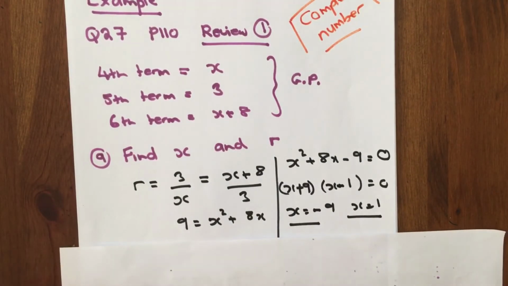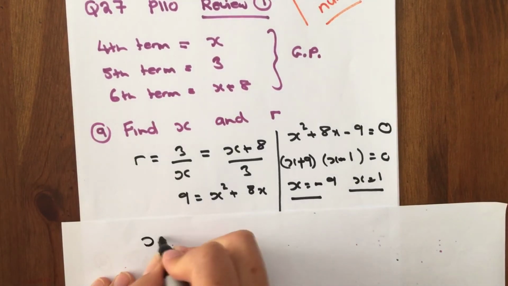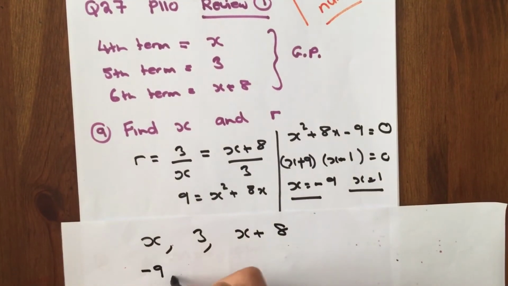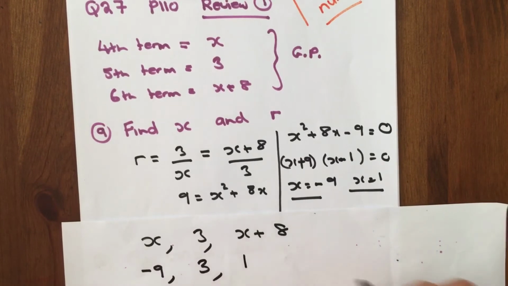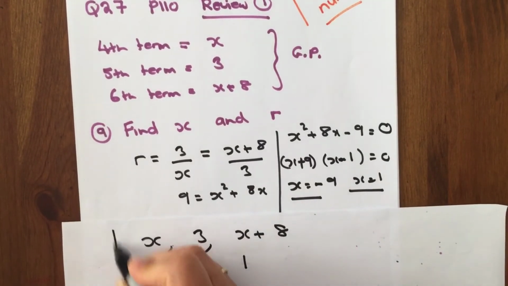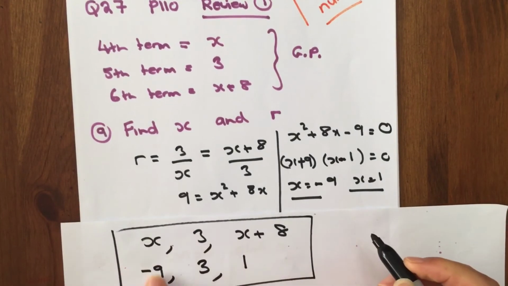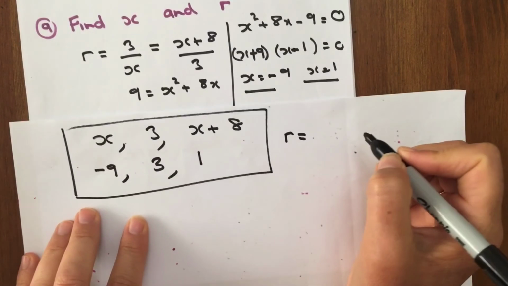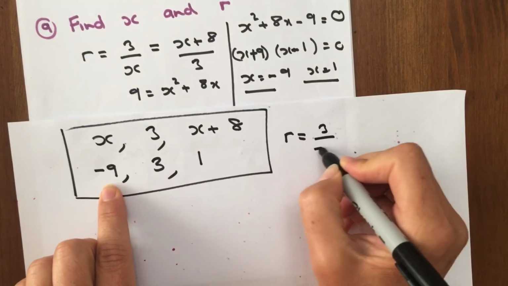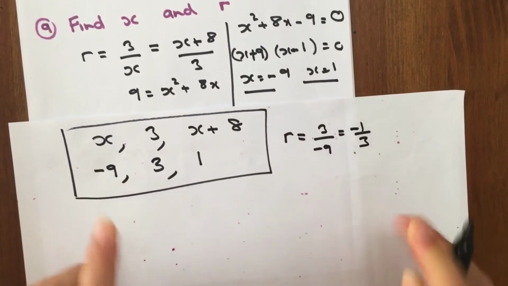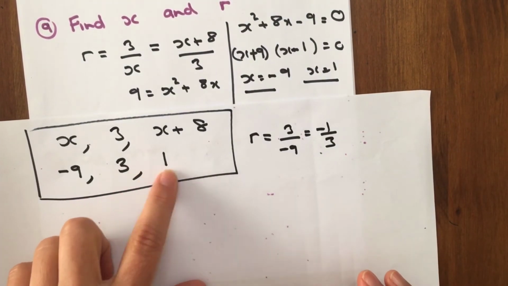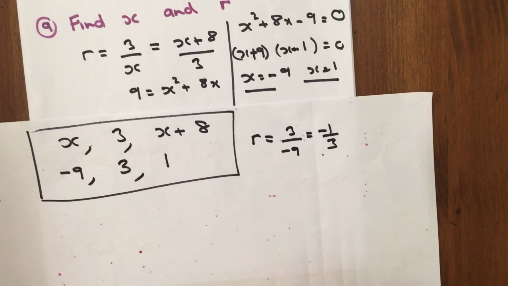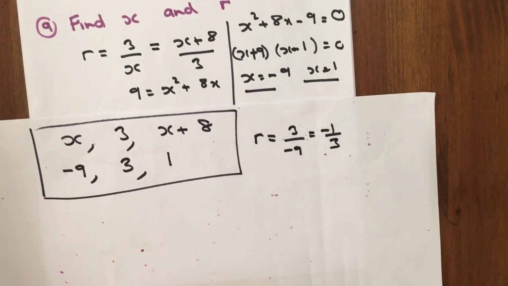Well, if x is -9, let's just see what we get for this sequence. If x is -9, I will have that. And so I can see, remember this isn't the 1st term, this is the 4th term, but I can see R will be 3 divided by -9, or -1/3. Or I could have done R is 1 over 3. The term divided by the previous term is R. So this is when x is -9.